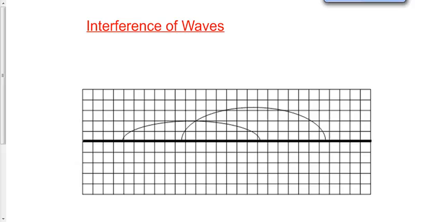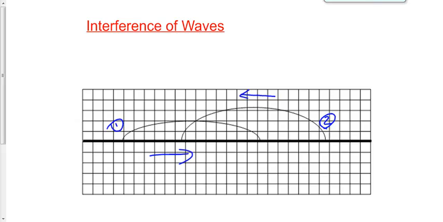Let's talk about what happens when a wave encounters another wave now. You can see in the picture up here that I've got 2 waves. One wave, let's say, is traveling this way. The other wave is traveling this way. We'll call this one wave number 1. We'll call this one wave number 2. It doesn't really matter, though, which way they're going.